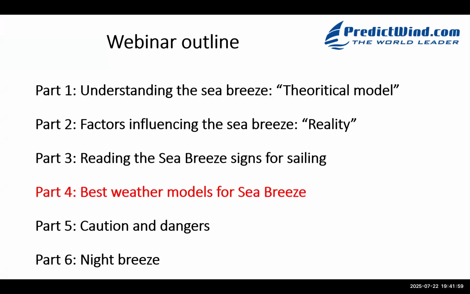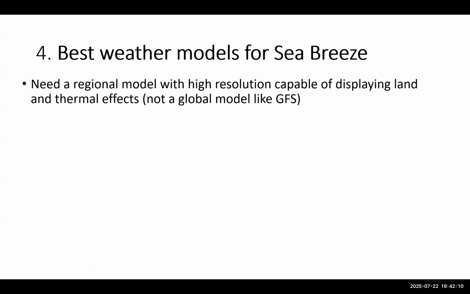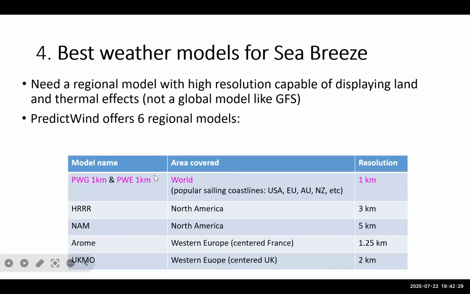So now we're going to move into something different: what are the best weather models that PredictWind can give you to forecast the sea breeze. In order to forecast a sea breeze, you need a high resolution model capable of displaying land and thermal effects. For example, a global model like GFS, 25 kilometer resolution, will not be able to capture the sea breeze well. So at PredictWind, we offer all those regional models. Regional model means it's the opposite of a global model, okay?